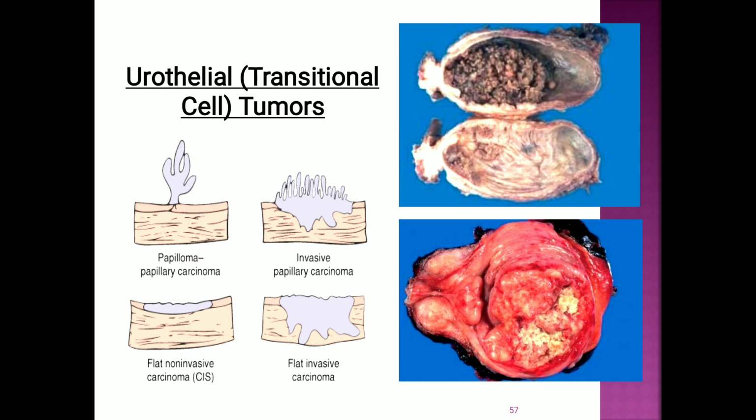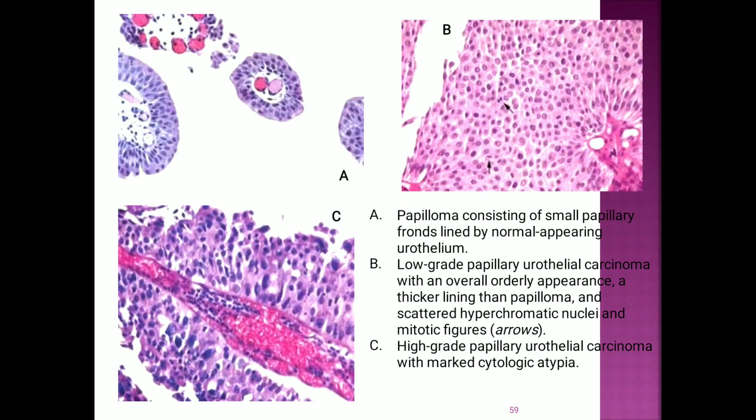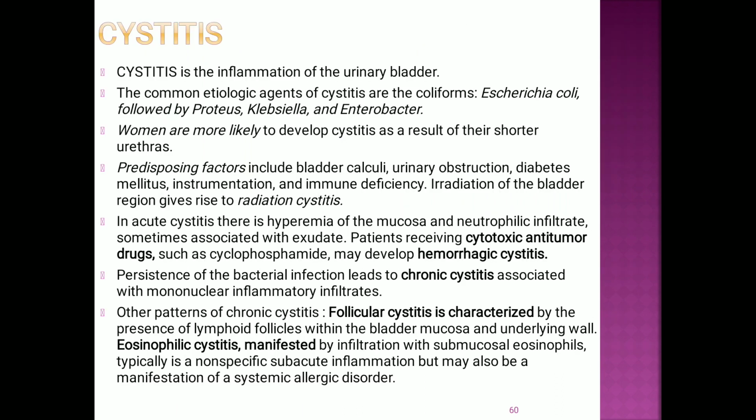Urothelial transitional cell tumors. They are of types papilloma, papillary carcinoma, that is invasive papillary carcinoma, then flat non-invasive carcinoma and flat invasive carcinoma. The gross figure of carcinoma of the urinary bladder is as shown below. Figure A shows papilloma consisting of small papillary fronds lined by normal-appearing urothelium. B shows low-grade papillary urothelial carcinoma with an overall orderly appearance, thicker lining than papilloma, and scattered hyperchromatic nuclei and mitotic figures. Figure C shows high-grade papillary urothelial carcinoma with marked cytologic atypia.